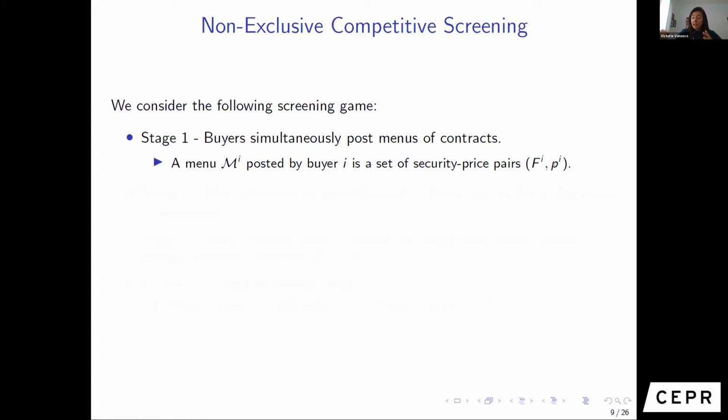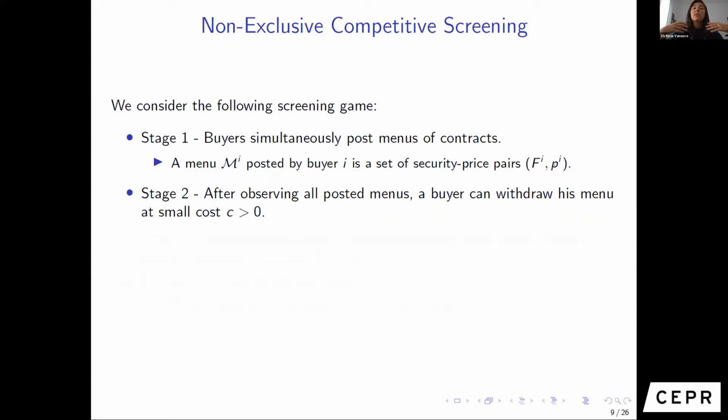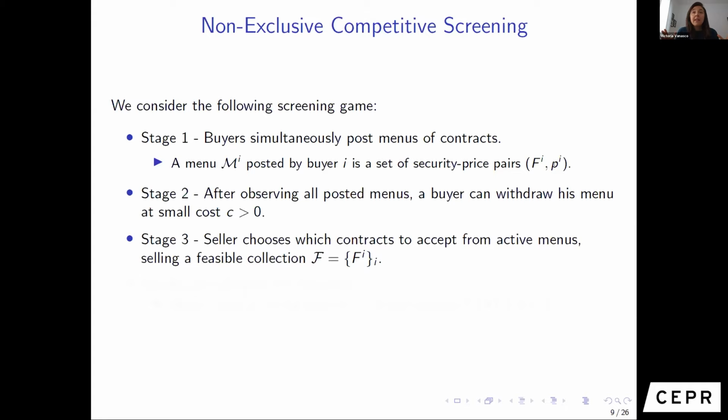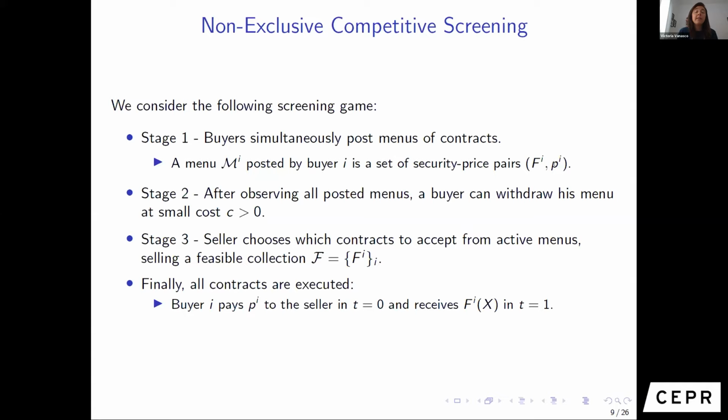There's a stage two in which buyers observe the menus that are posted and can choose to withdraw their menu, or exit the market, at a small cost. Then the seller observes the active menus, the menus that have not been withdrawn, and selects which securities to issue. Remember, she is subject to the constraints that she cannot issue more than what she has, and that the securities she issues have to be monotone. Finally, all contracts are executed. Buyer i will pay price p_i to the seller at time zero, and at time one, it will receive f_i(x).